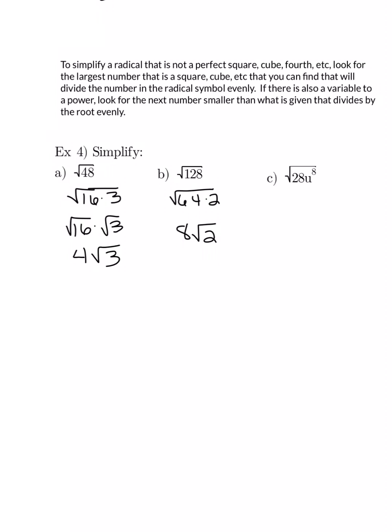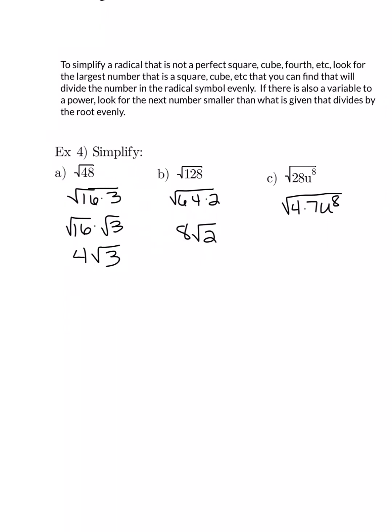For the square root of 28u to the 8th, 28 is not a perfect square. We're going to have to simplify that. My power of 8 does divide by my root of 2 evenly, so I don't have to do anything with the variable. Start thinking about the squares less than 28. 25 doesn't work, 16 doesn't work, 9 doesn't work, 4 does. We're going to break this into 4 times 7 for the numbers. We're going to leave the variable as u to the 8th.